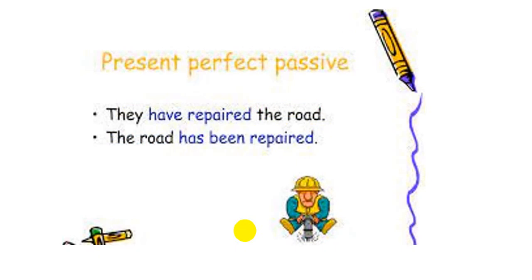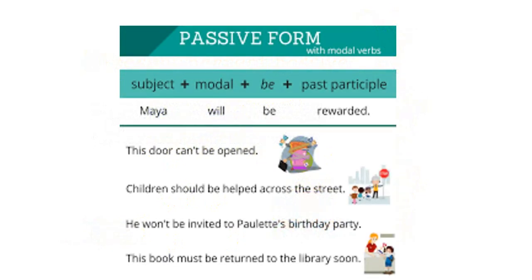The present perfect passive. They have repaired the road, and the road has been repaired. In the present perfect passive, you will have has and been repaired. The passive voice of some modal verbs. You can say: media will be rewarded. The difference here is will be rewarded. And: can't be opened. Children should be helped across the street. He won't be invited to the birthday party. This book must be returned to the library soon.